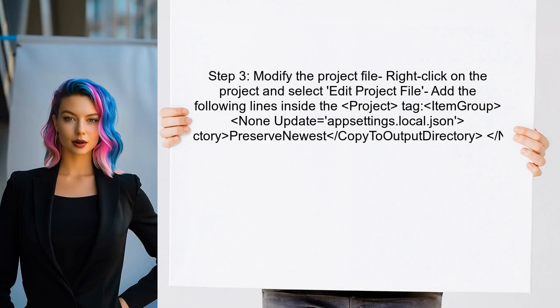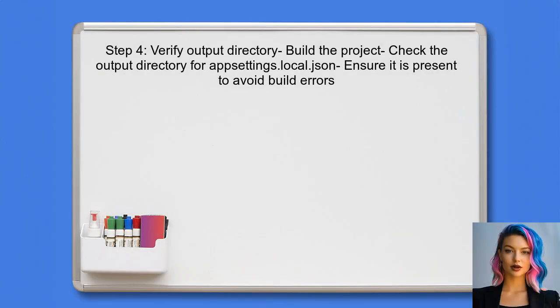Now the user needs to configure the project to copy appsettings.local.json to the output directory during the build process. This can be done by modifying the project file. Finally, the user should ensure that the appsettings.local.json file is present in the output directory after building the project. This will prevent the build error regarding the missing linked file.